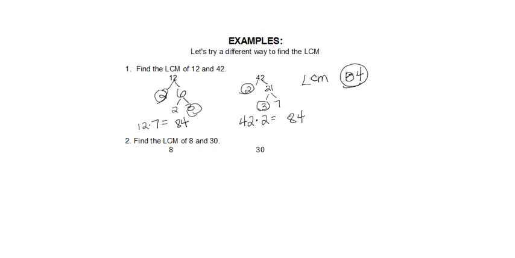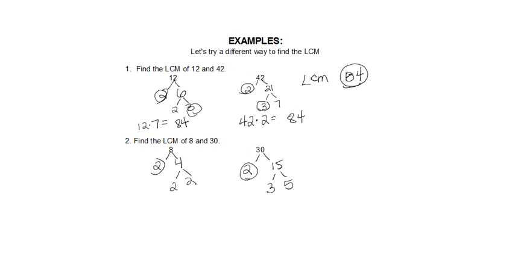Let's look at it again here with 8 and 30. From 8 we can get 2 and 4, and then that 4 can break down into 2 and 2. So all we're doing is finding the prime factorization for both numbers. And then we are going to look at what they have in common. As you see, the prime factorization of 8 is 2 cubed, and of 30 is 2 times 3 times 5.